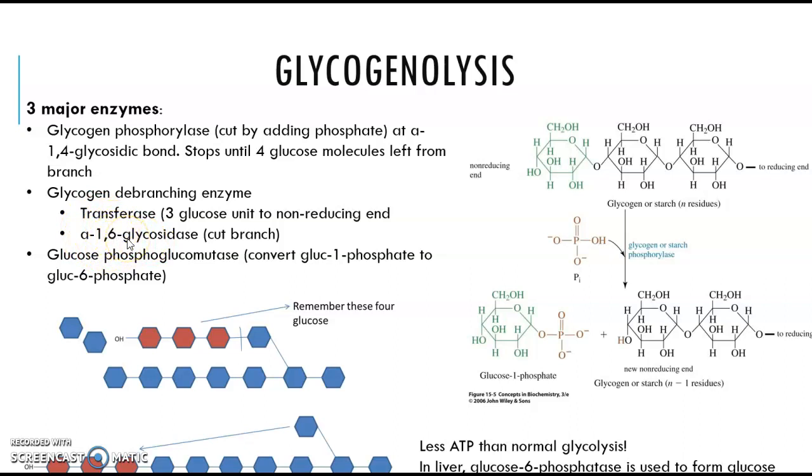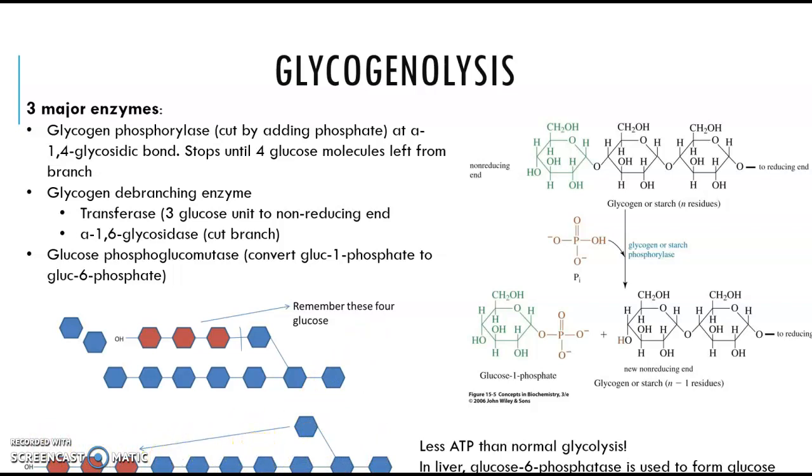Remember, just now glycogen phosphorylase cut 1,4, and the glycogen debranching enzyme, the first function, cuts the 1,4 as well, but the second function can cut the alpha 1,6 glycosidic bond, which is the second bond located at the branch of the glycogen molecule. So it will cut this one and form one glucose. Now we have a linear structure of the glycogen.